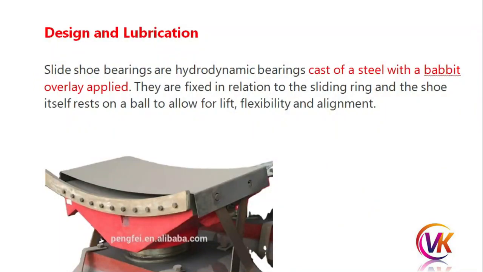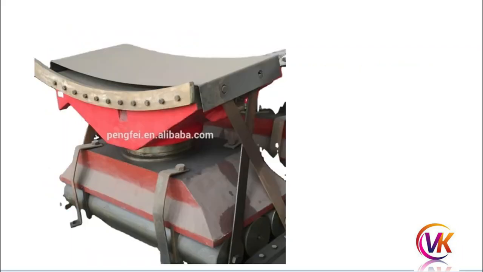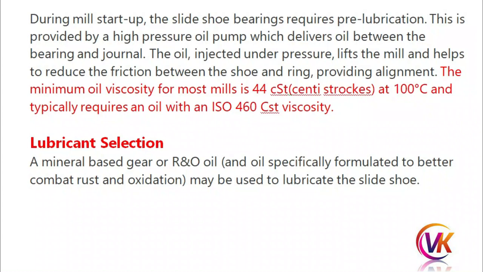Design and lubrication. Slide slew bearings are hydrodynamic bearings cast of steel with a babbitt overlay applied. They are fixed in relation to the sliding ring, and the shoe itself rests on a ball to allow for flexibility and alignment. During mill startup, the slide slew bearing requires pre-lubrication. This is provided by a high pressure oil pump which delivers oil between bearing and journal. The oil injected under pressure lifts the mill and helps to reduce the friction between the shoe and ring, providing alignment.